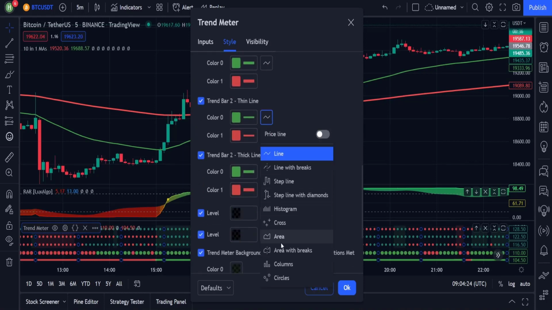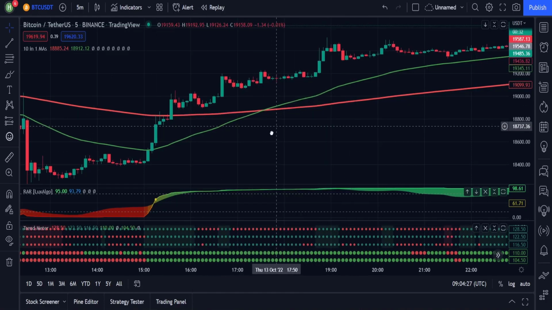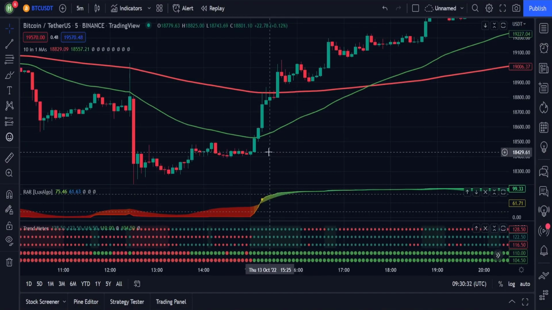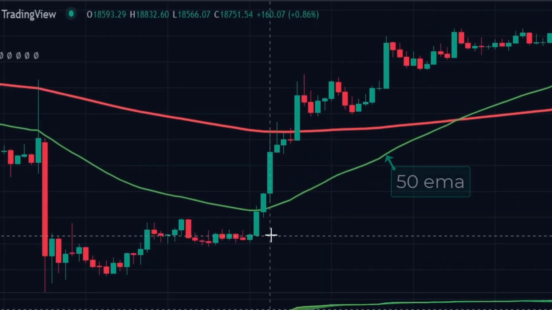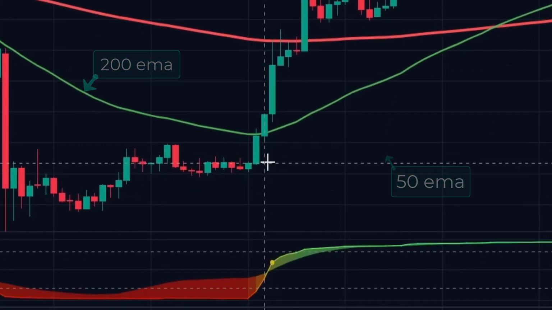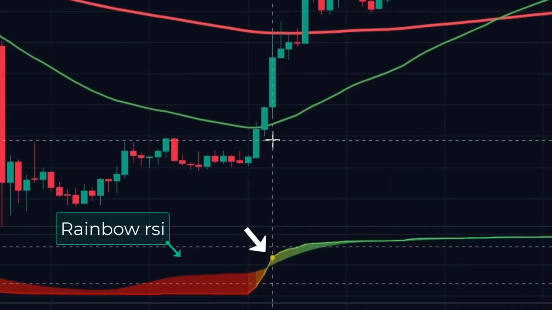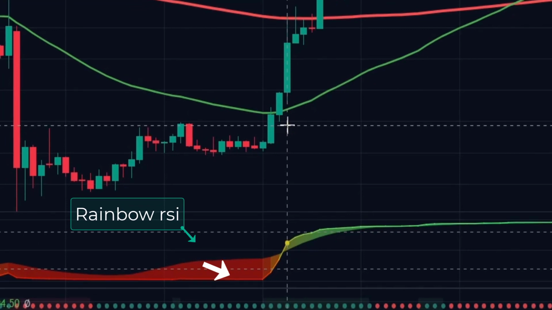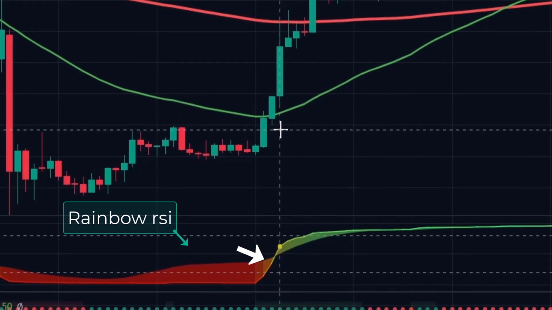Okay, now let's understand the exact rules for the strategy. For a buy signal, the following conditions must be met. Number 1, the 50 EMA should be above the 200 EMA. Second, the Rainbow RSI must issue a new buy signal, and for that, the RSI line must get into the oversold area. Then it has to get out of that area and then cross this smooth moving average. As soon as these lines cross each other, a circle will appear.